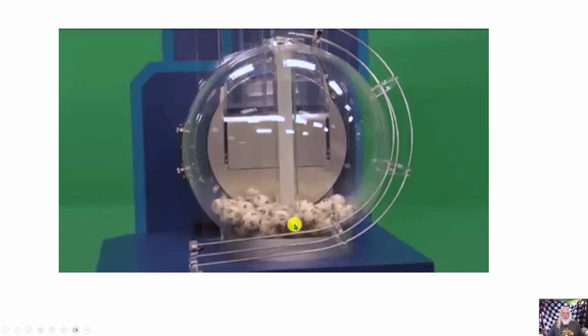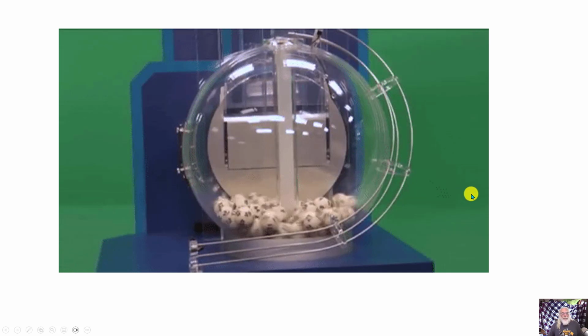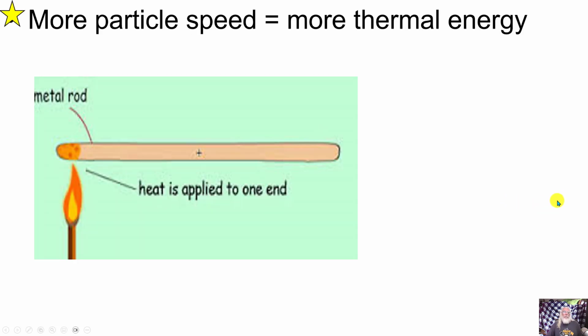Now, if you could imagine just one ball in here, it might be able to bounce around a little bit more, but it's not going to be nearly as noisy. There's not going to be nearly as much motion going on. It's going to be less thermal energy. The second factor would be more particle speed, so how fast the particles are moving. The faster the particles are moving, the more thermal energy it's going to have.